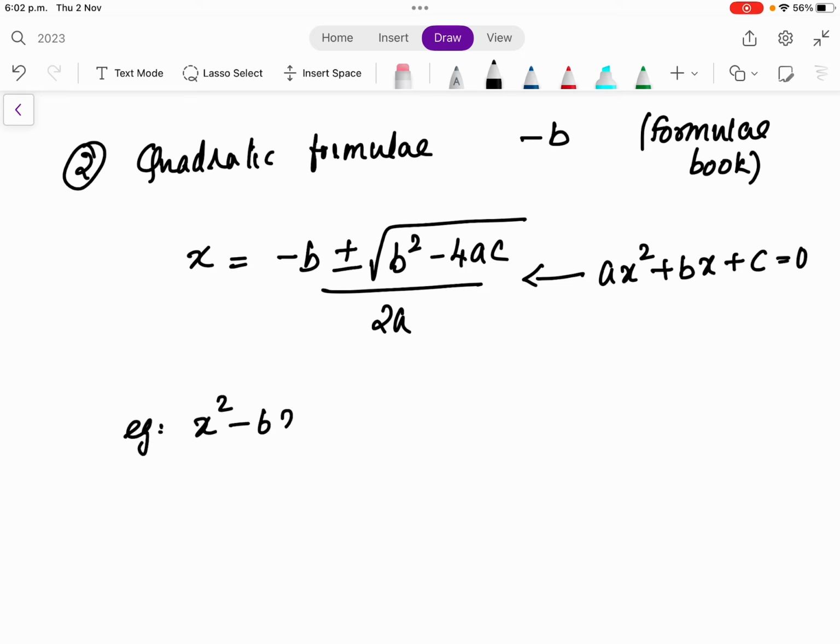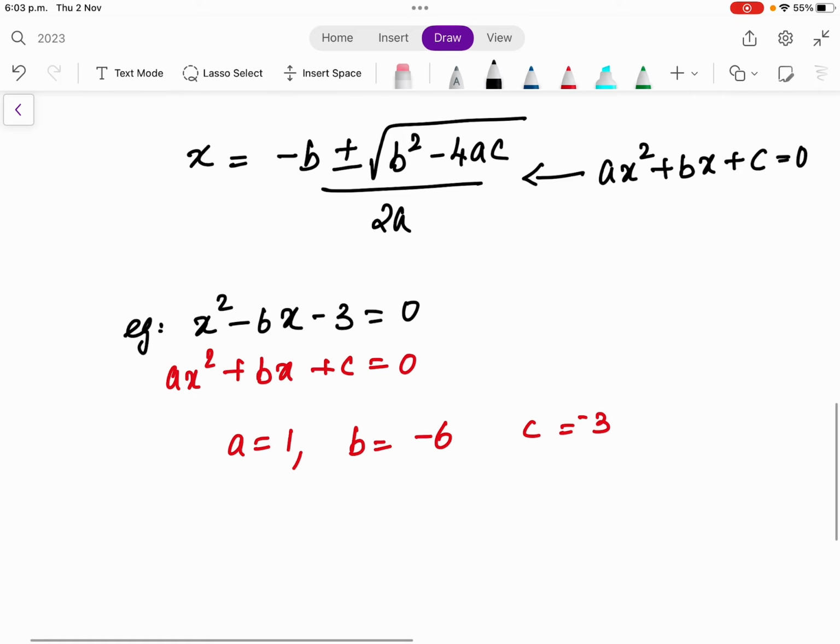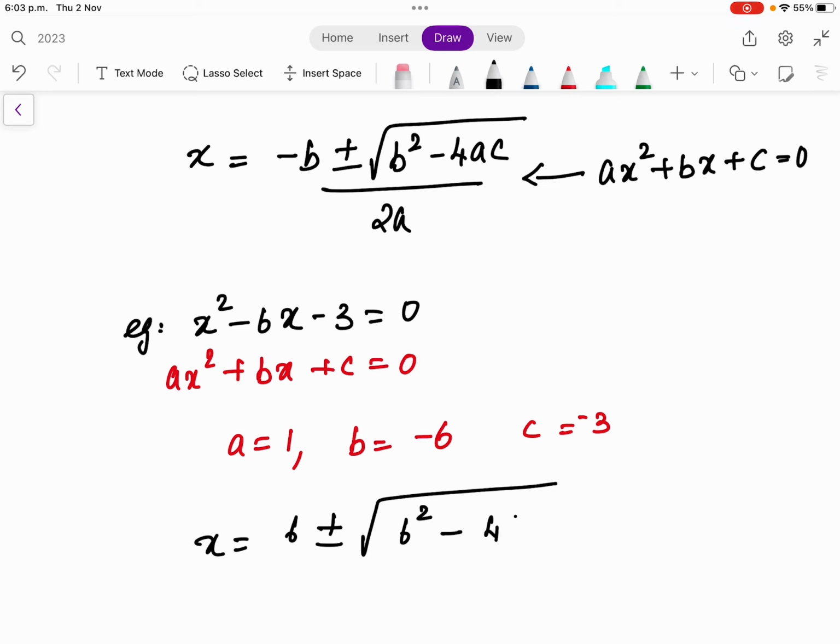So x square minus 6x minus 3 is equal to 0. Now I can compare this with ax square plus bx plus c is equal to 0. In this case, a is equal to 1, b is equal to minus 6 and c is equal to minus 3, and then I can write x is equal to minus b plus or minus. I'm just subbing into the formula. So it will be minus of minus 6, which is plus 6, plus or minus square root of b square, 6 square, minus 4 times 1 times minus 3, over 2 times 1.